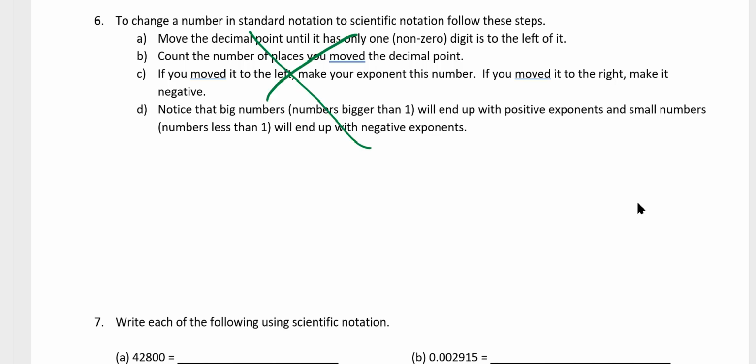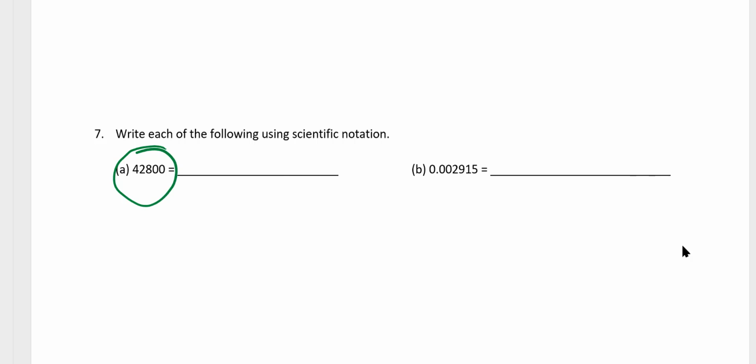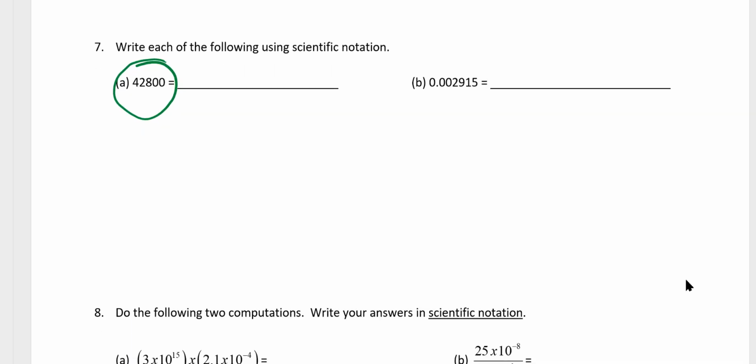I think we're going to just skip that, and we're just going to go on and do things. So now we're going to write this in scientific notation. Here's how I'm going to do it. The first thing I'm going to do is figure out where the decimal point currently is.